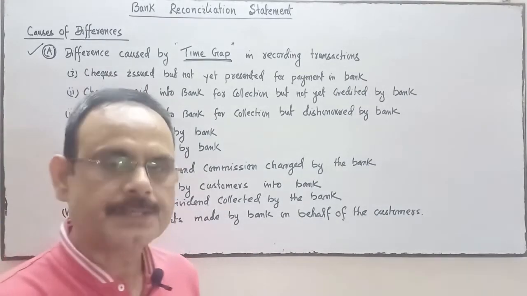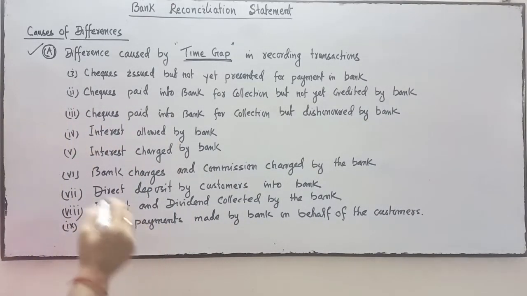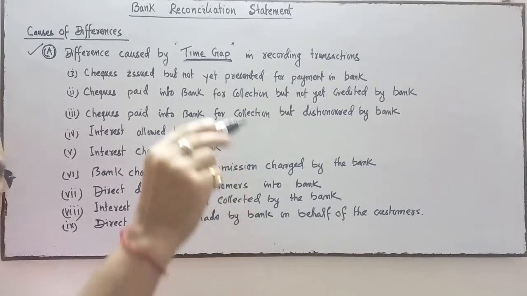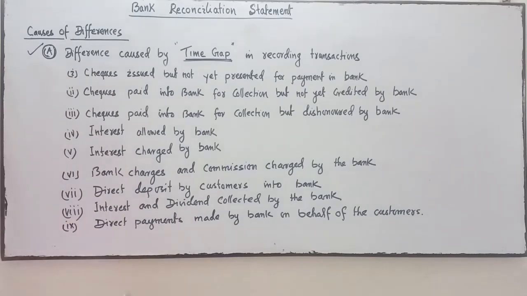So on the basis of that, these two functions, interest and dividend or rent collected by the bank on behalf of the customer as per the standing order or instruction, but if the information is not given by the bank to the customer regarding that collection, then in that circumstance the passbook balance has increased but the cash book balance is not increased because it is not recorded in the debit side of the cash book.